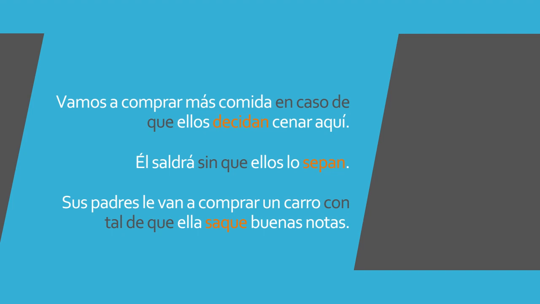The next one, él saldrá sin que ellos lo sepan. So he is going to leave without them knowing it. This action hasn't happened yet, right? He is going to leave. So are we sure that they're not going to find out that he left? Or maybe is there a chance that they'll figure it out when he actually does it, right? So we use the subjunctive for saber, to know.